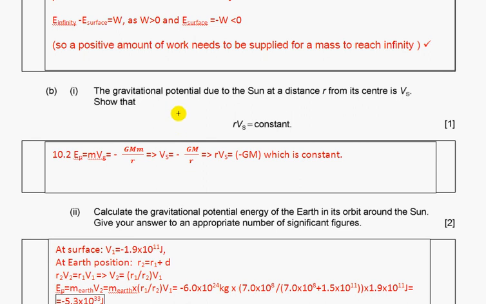The gravitational potential due to the Sun at distance r from the center is Vs. Show that rVs equals a constant. Section 10.2, or actually the formula for Vs, rewritten gives us rVs is GM. G is constant, M is constant. It means that rV is constant.